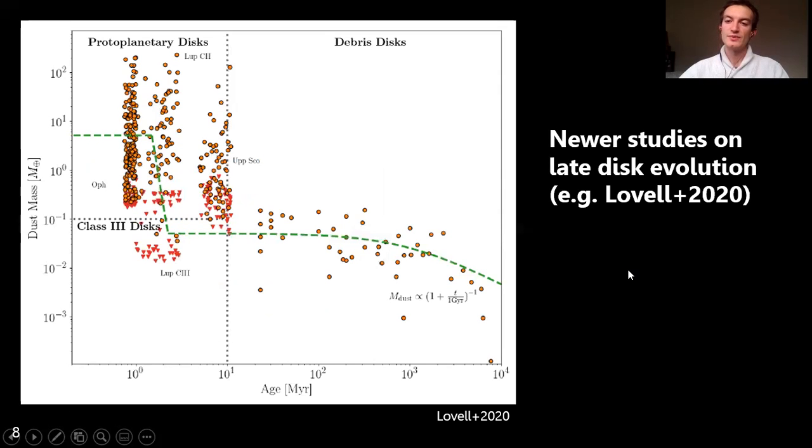Most recently, there have been new studies on late disk evolution, such as Lovell et al. 2020, where they present a new sample of Lupus class 3 disks with very low upper limits for their disk dust masses. They're trying to piece together this protoplanetary to debris disk evolutionary process too. We thus set out to investigate this further.